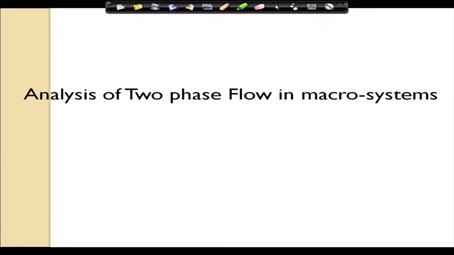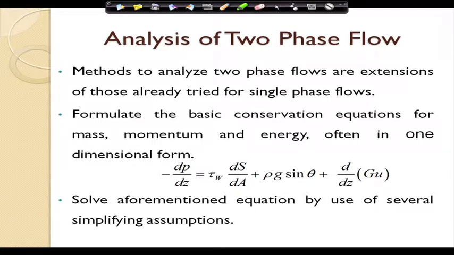So, in brief, let us see what is the general trend in macro systems, because we will be following the same methodology. In macro systems for two-phase flow, what is the normal trend? We simply analyze two-phase flow similar to the methods which are used for single-phase flow. What is the method used for single-phase flow? We formulate the basic conservation equations for mass, momentum and energy. We develop the continuity equation, the momentum balance equation, the energy balance equation. The momentum balance equation I have already written down.